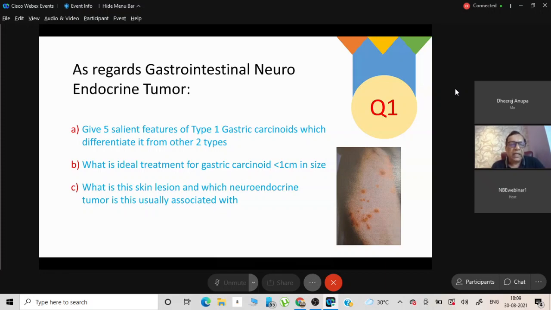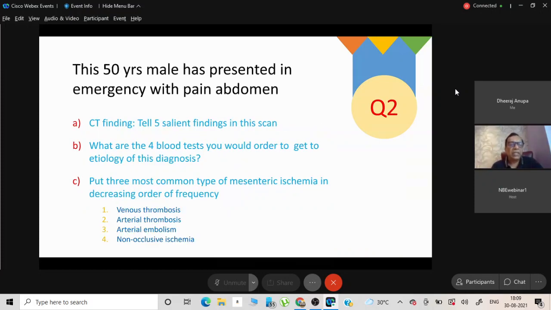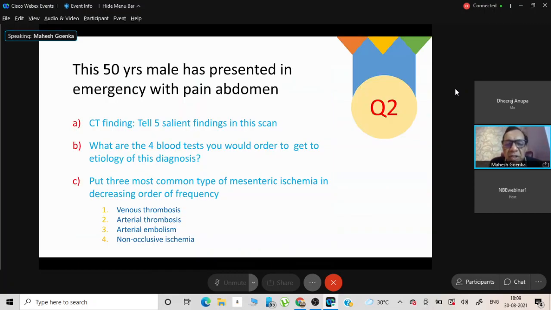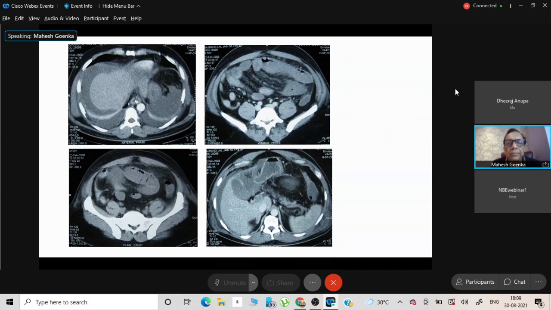Okay, so we move on to the second question. And the second question is again 3 parts. 50 years old male has presented with in emergency with pain abdomen. This is a CT scan. So what you have to find out is 5 salient features of this CT scan. So there are 4 frames which have been given to you. Look at them before I tell you the other 2 components of the question.